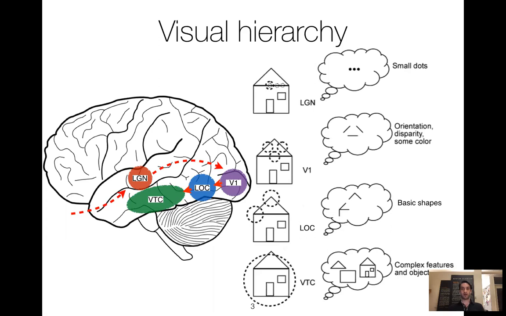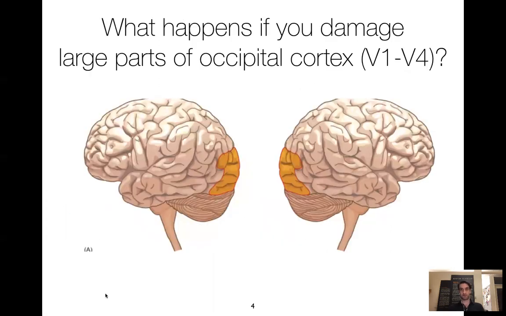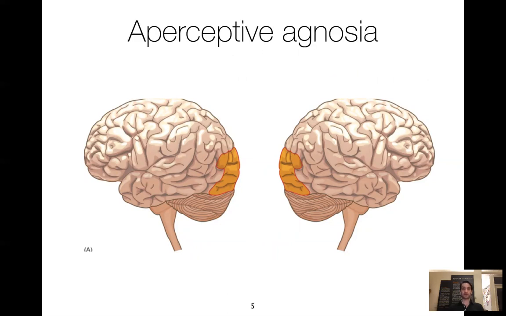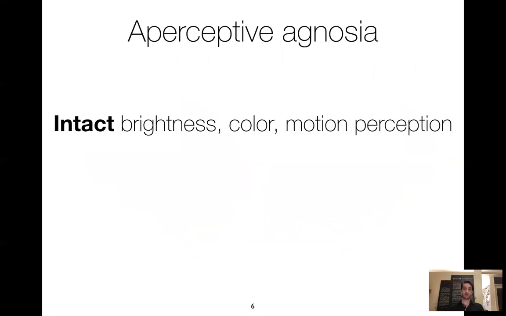But before we dive into LO, I just want to say a few final words about V1 and V4. Specifically, what can happen to people who damage large swaths of visual cortex, specifically the occipital cortex, V1 through V4. For a lot of people who damage this region, they are afflicted with a disorder called aperceptive agnosia. Now, aperceptive agnosia is interesting because a person who has this disorder has completely intact brightness, color, and motion perception. If your hands go up or down or left and right, they have no problem telling you if the motion is up and down or left or right.